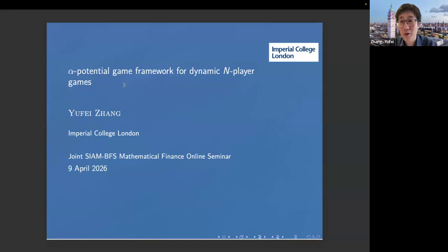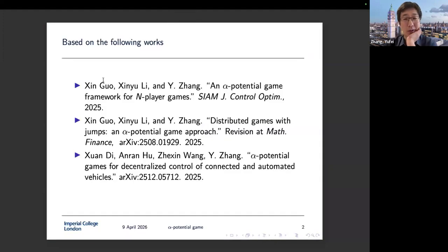So in today's talk, I'm going to present an alpha potential game framework for dynamic n-player games. This is a topic I have been working on with my collaborators for the last 2 years, roughly speaking. The talk is based on the following three works.